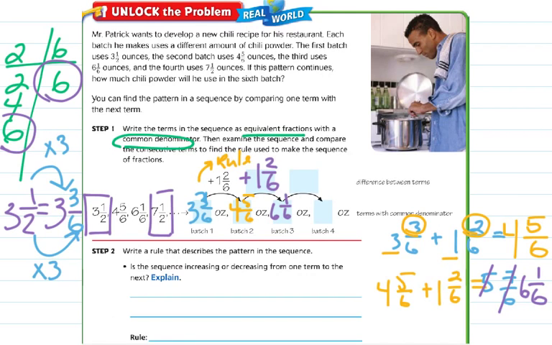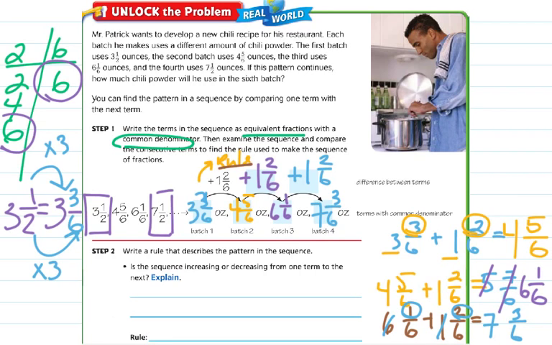And again, we're going to use the same term. 6 and 1/6 plus our rule, which was 1 2/6. So 6 plus 1 was 7, and 1 plus 2 is 3/6. Now, boys and girls, we're going to write 7 3/6. And remember, again, we added the rule 1 2/6 because the rule is constant. It doesn't change from step to step to step.